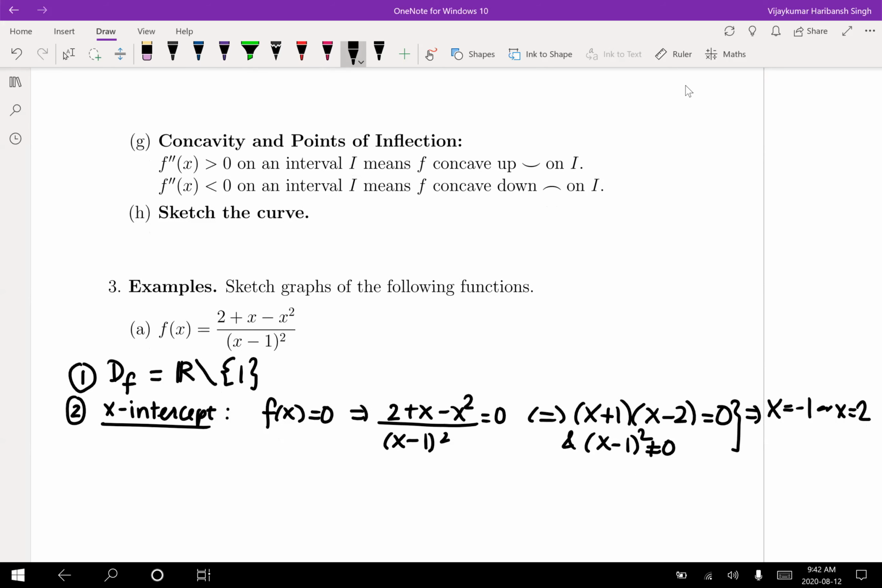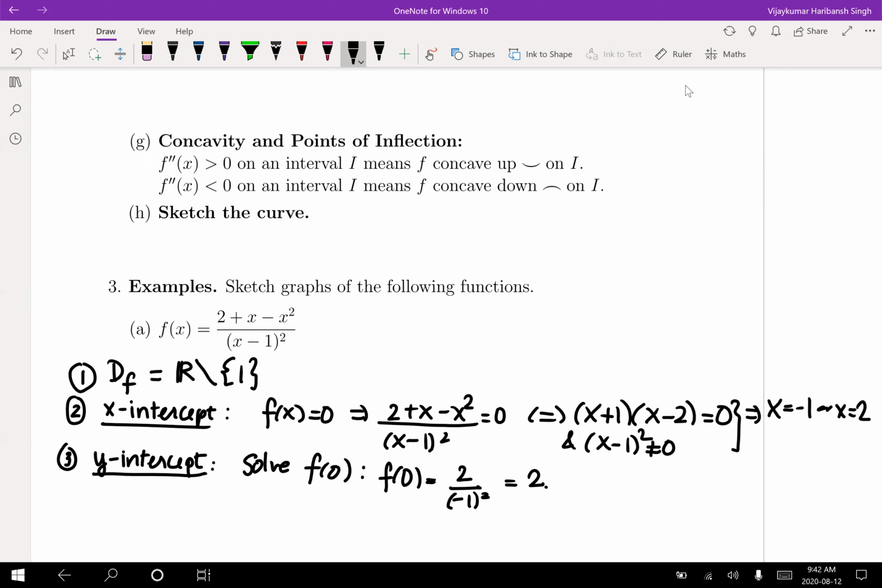Now for the y-intercept, solve for x equals 0, or find f of 0. In this case, we get f of 0 equals, when you put 0, 2 over minus 1 squared, which is 2. So the y-intercept is 2.